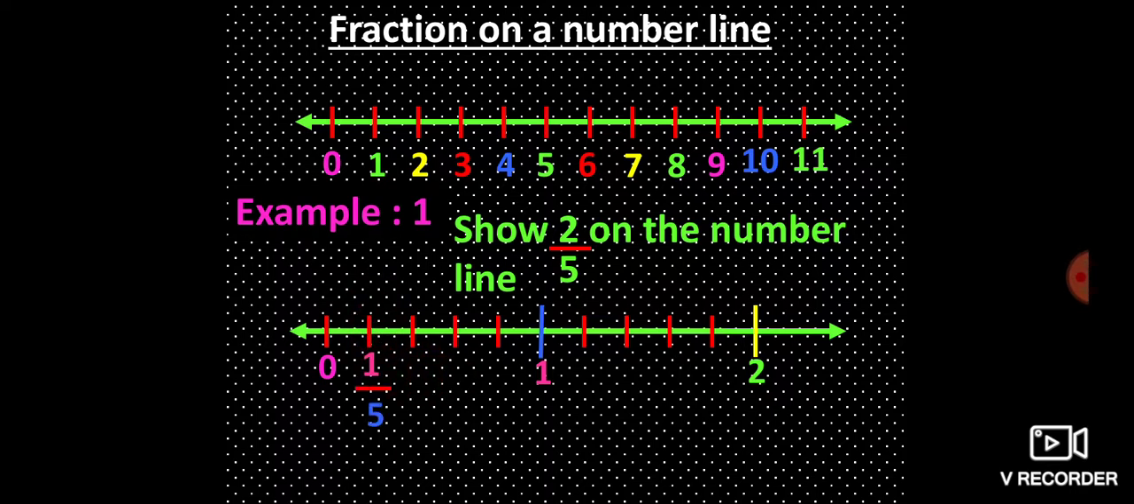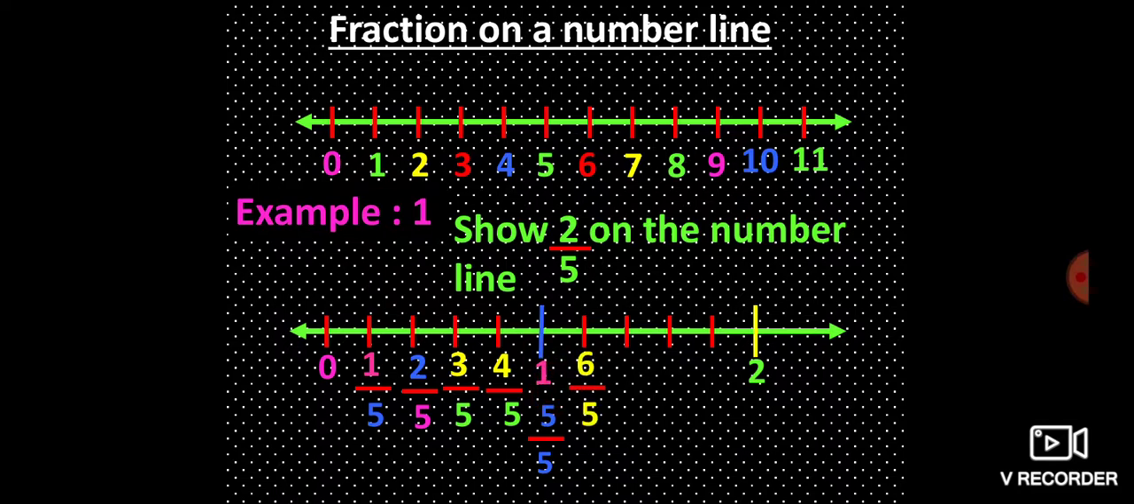Like this. Listen. 1 by 5, 2 by 5, 3 by 5, 4 by 5. Next 5 by 5. 5 by 5 means 1. In 5 how many 5? 1. So here we have to write 1. Next this is 5 by 5. 1 is the same as 5 by 5.